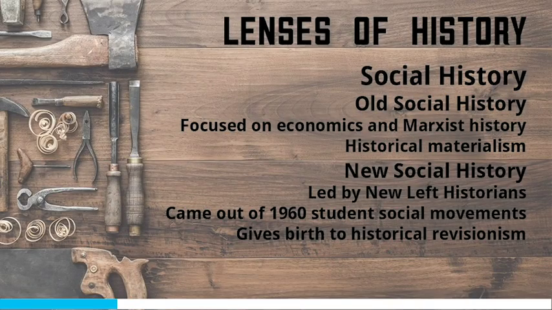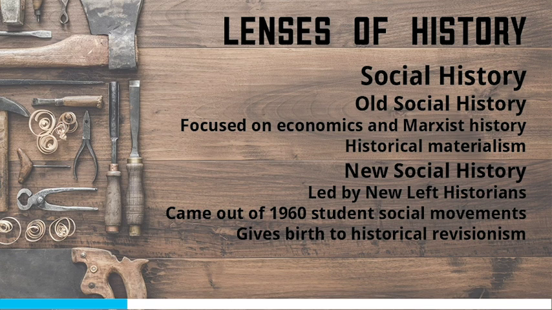Social history is broken into two main theories: old social history and new social history. Old social history focuses on economics and Marxist history, usually associated with historical materialism. This is the idea that everything is driven by economics and follows a very specific set of laws.